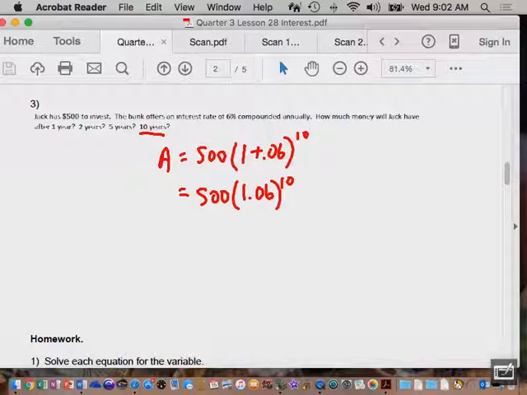Can somebody hit that on their calculator, please? Wait, isn't it rate divided by number of years? No, that would be if it was compounded monthly and stuff. Since it's years, we go with exactly what it is.